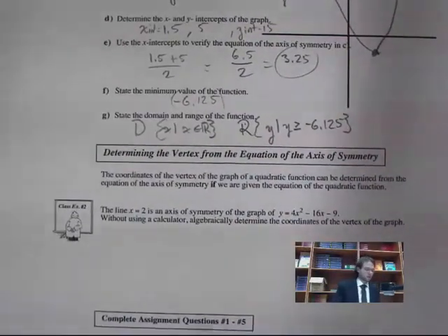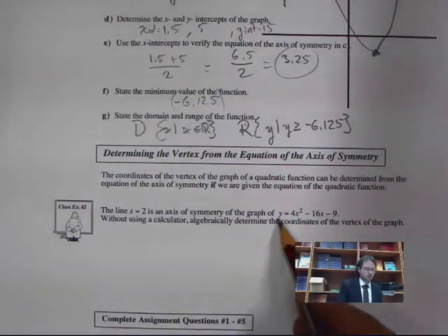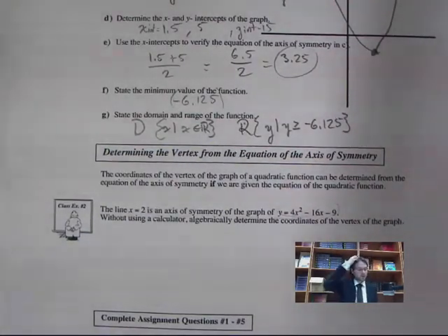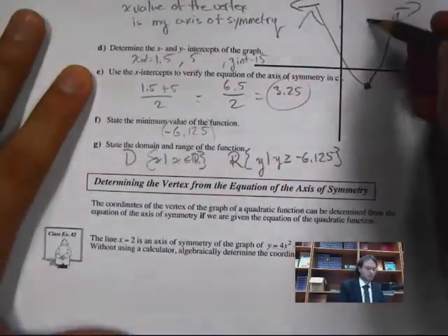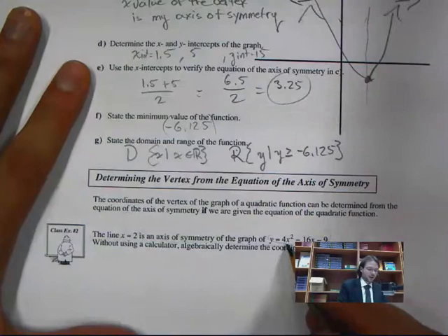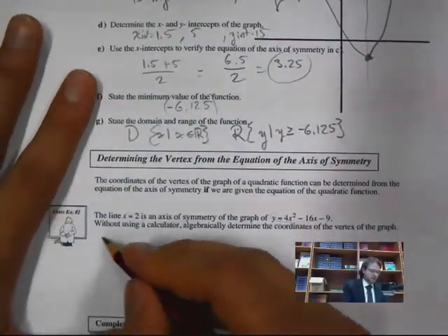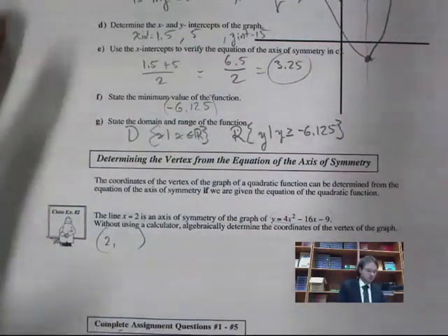All right. Now let's take a look at example 2 here. It says, the line x equals 2 is an axis of symmetry of the graph. Okay? Without using a calculator, algebraically determine the coordinates of the vertex of the graph. So my x equals 2 is an axis of symmetry. So we know when x is 2, that's my axis of symmetry. So that means my min is 2 comma something. That's going to be my minimum.